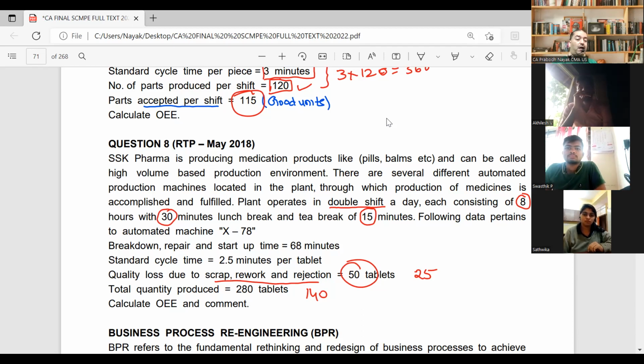Quality loss due to scrap, rework and rejection, we have to reduce that also. So preventive maintenance has to be done, because of quality loss we cannot afford to have more losses. So indirectly, all the ratios have to be improved upon.